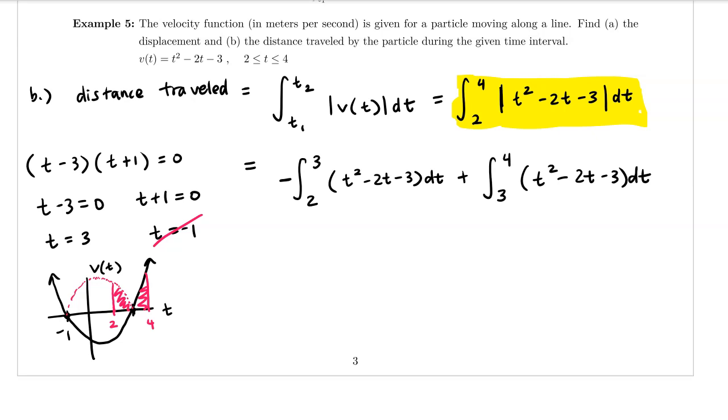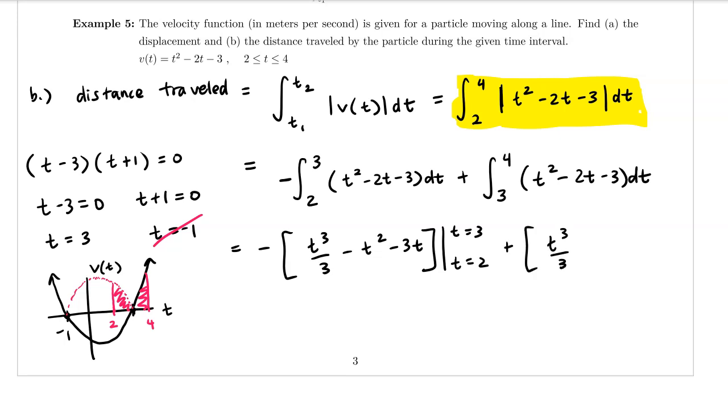And now we can go ahead and calculate these. So I have this is equal to negative t cubed over 3 minus t squared minus 3t, and I am evaluating that between t equals 2 and t equals 3, and then plus, that's going to be the same expression inside my brackets. And now I'm evaluating this one between t equals 3 and t equals 4.